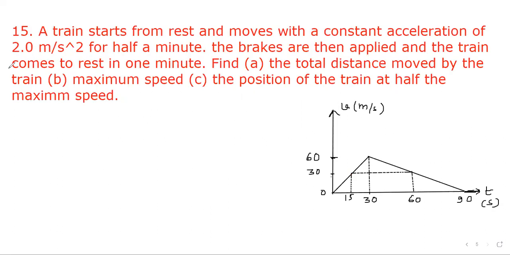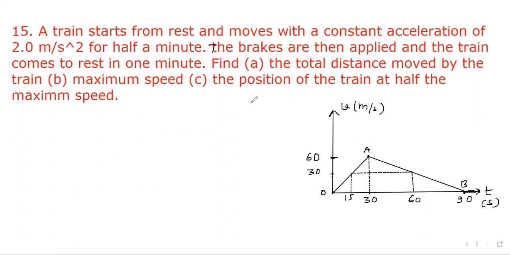Question 15. A train starts from west and moves with a constant acceleration of 2 meters per second square for half a minute. The brakes are then applied and the train comes to rest in 1 minute. So this is the situation. This point corresponds to the portion where there is acceleration, and then from A to B, brakes are on. So that is why there is deceleration, and corresponding to 90 seconds, the train comes to rest.